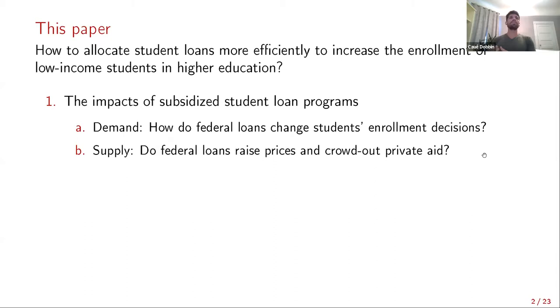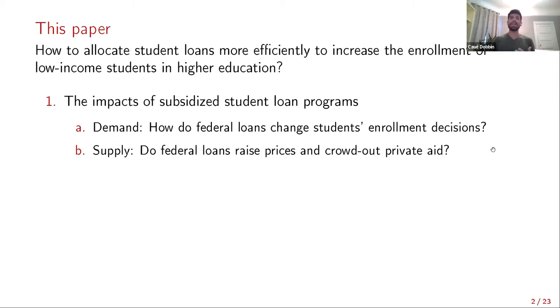there's a supply side: how do universities respond to these loans? Do universities raise prices when students have more loans available? Do universities cancel their tuition discounts? Do universities cancel their scholarship programs when students have more financial aid available? So we're going to first try to document those two things, how both students and colleges respond when there is more or less financial aid available.